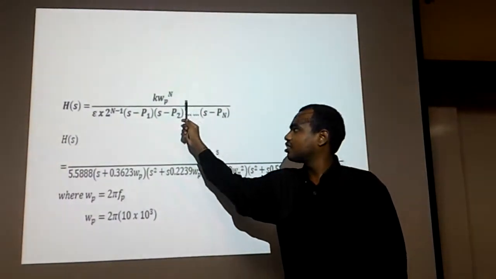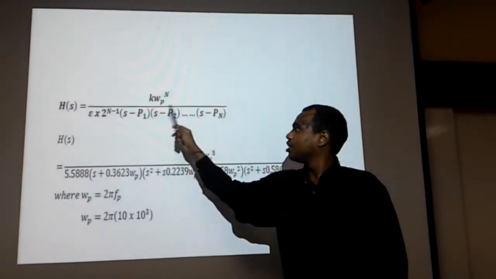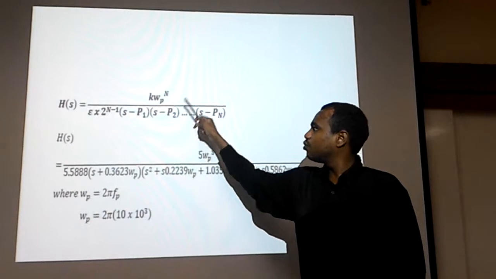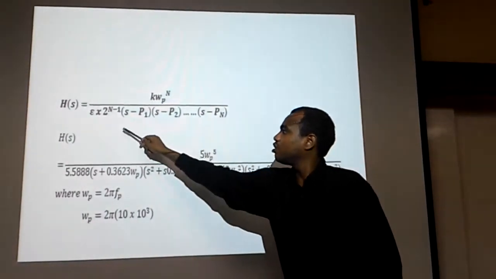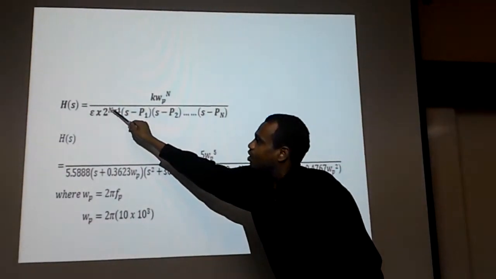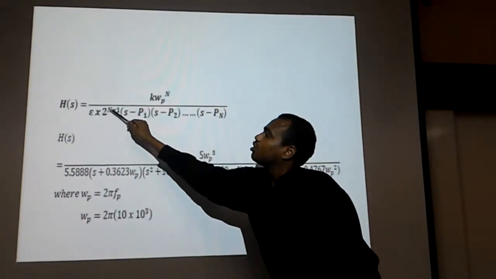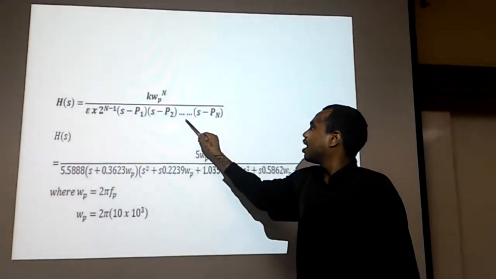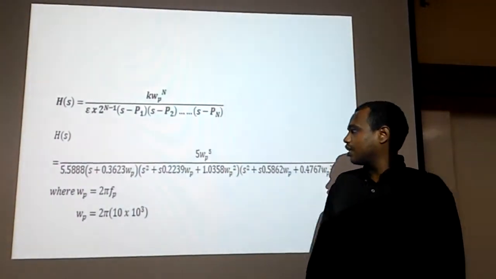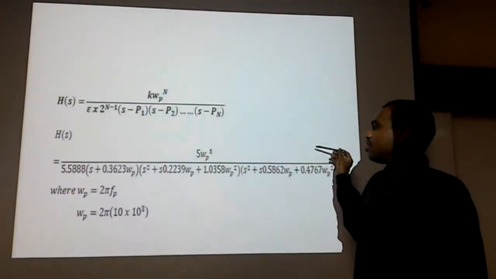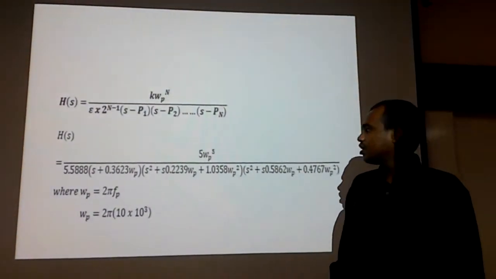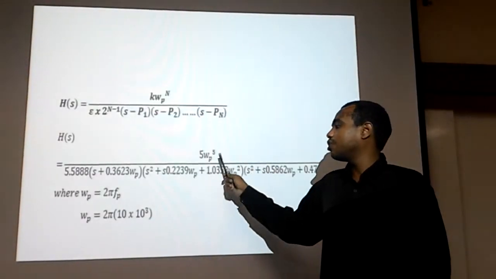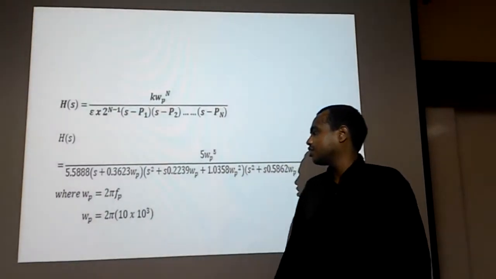This is the formula for the transfer function. H(s) equals k omega_b to the power of n over epsilon times 2 to the power of n, where n is the order of the filter, times (s minus b1) times (s minus b2) until (s minus b5). Then we substitute our values in this equation, where omega_b equals 2 pi f_b.